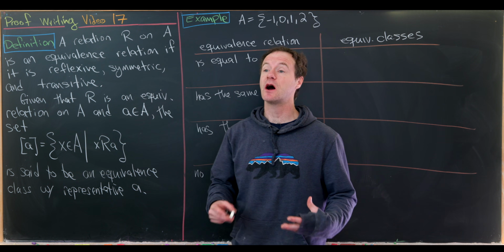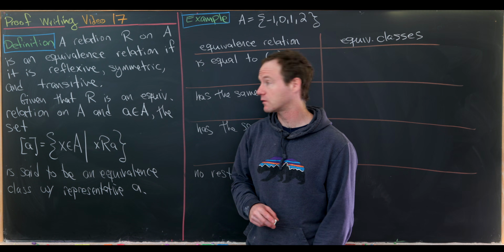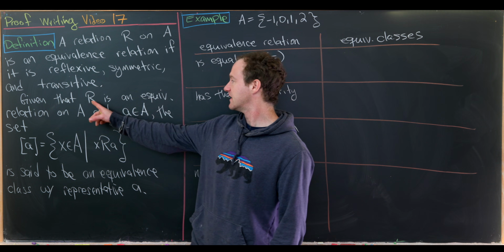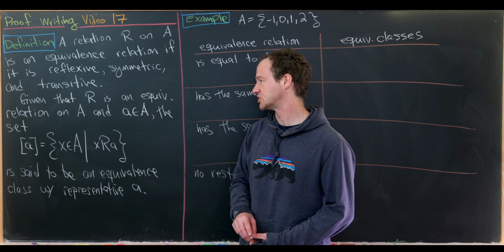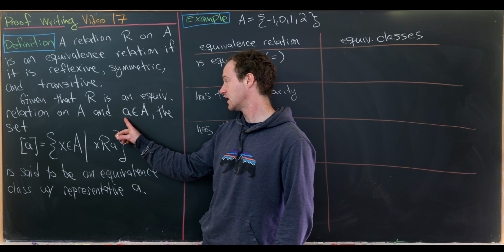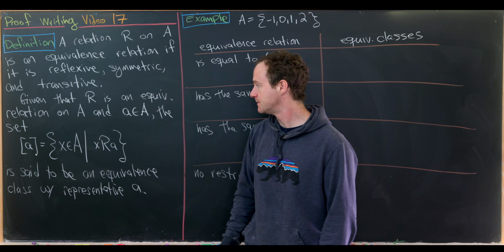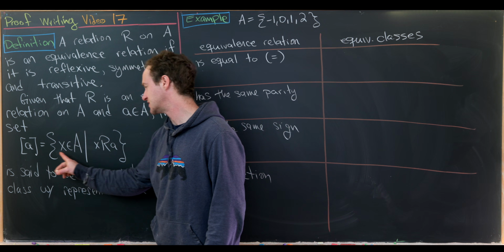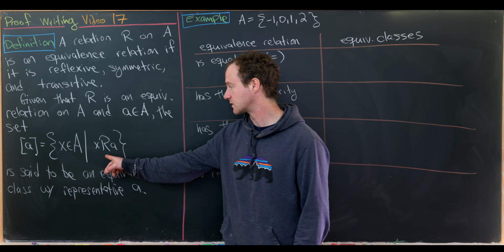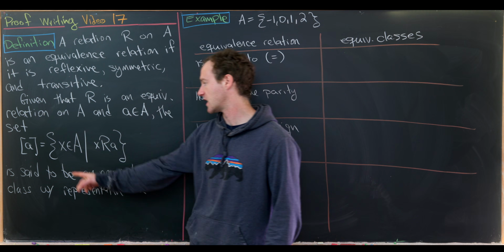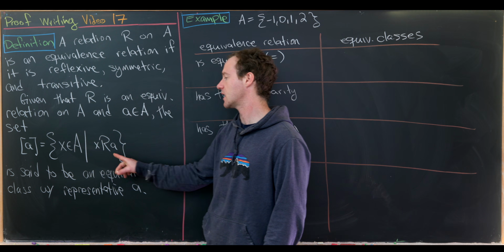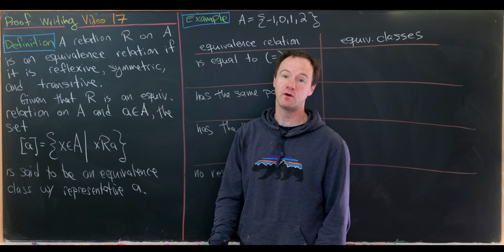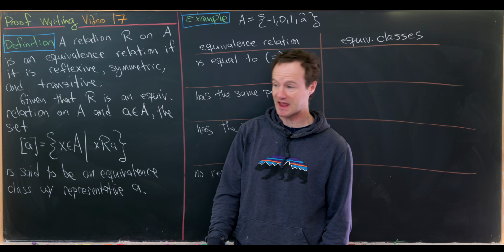Then there's an accompanying definition that goes along with this, which is the notion of an equivalence class. Given that R is an equivalence relation on A, and we have an element, little a, from A, the set, which we'll denote by bracket a, which is the set of all x in A that are related to a. So notice I've got x in A such that x R a. That's said to be an equivalence class with the equivalence class representative a.